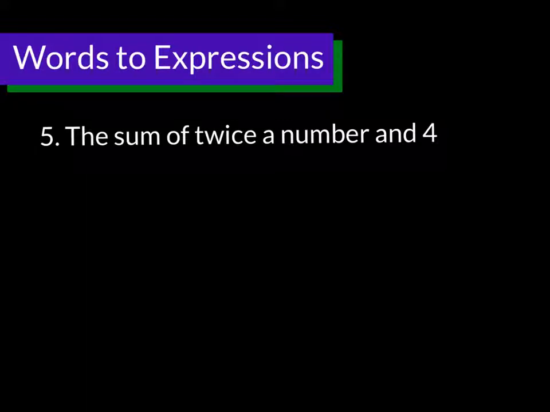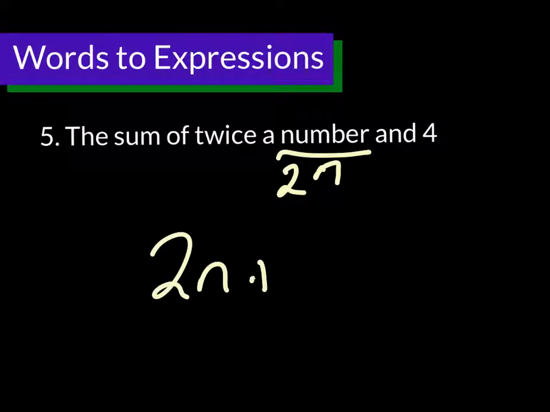5. The sum of twice a number and 4. The number is unknown, so that's the variable, and let's call it n. And twice a number is 2 times n, or 2n. And sum means addition, so the expression is 2n plus 4.